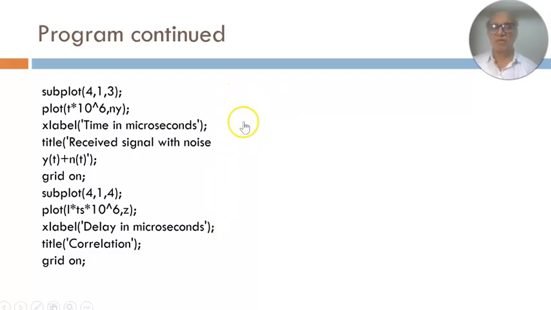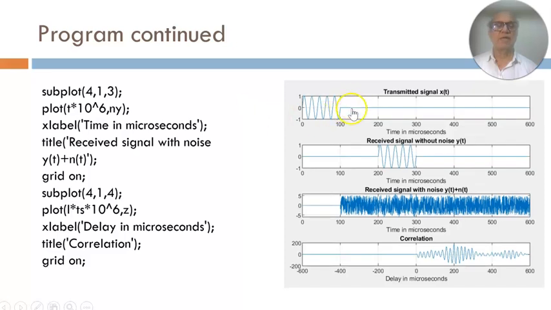Once we have entered this program and executed it, we get all our waveforms here. This is the transmitted signal, this is the received signal, this is the received signal with noise, and this is the correlation, which clearly tells you that at 200 microseconds the correlation is maximum, and therefore the delay is equal to 200 microseconds, from which you can calculate the distance. So in this session, we have discussed one application of correlation, which is distance measurement using ultrasonic waves, and these are often used in robotics. And that's all in this session.